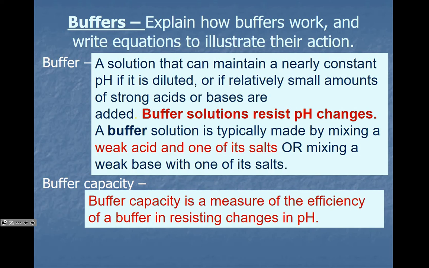Buffers are solutions that resist change. They're made out of a weak acid and its salt or a weak base and its salt. A buffer capacity is how much acid or base I can add to that buffer before it breaks. When a buffer breaks, it doesn't maintain its same pH. It goes really high or really low. How much can that buffer take before it does break?